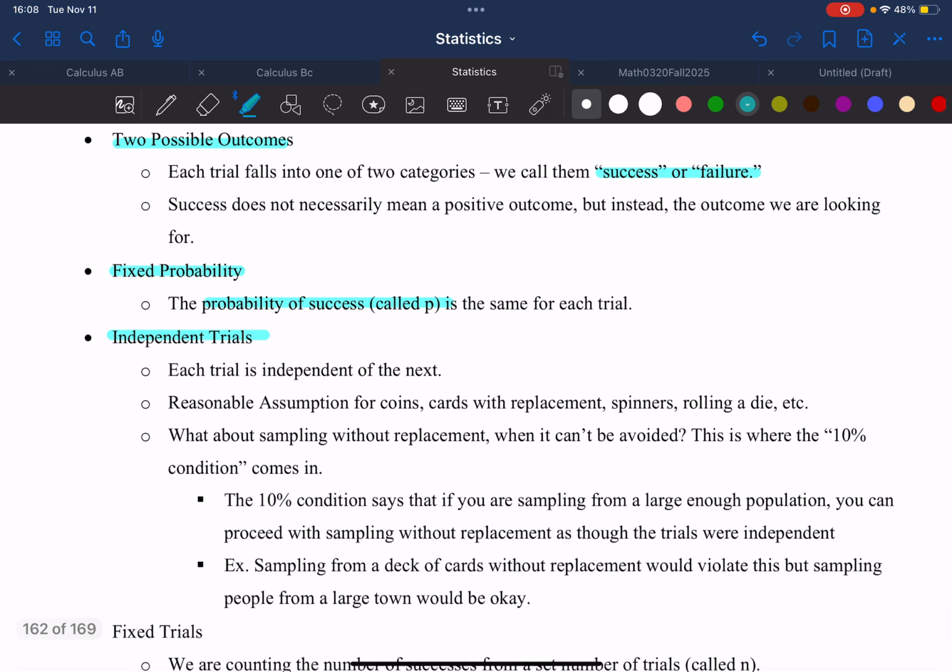And even if we can't prove that it's independent, as in the problem doesn't say these trials are independent, then we can use what is called the 10% condition rule. What that says is that if you are sampling from a large enough population, you can proceed with sampling without replacement as though the trials are independent.